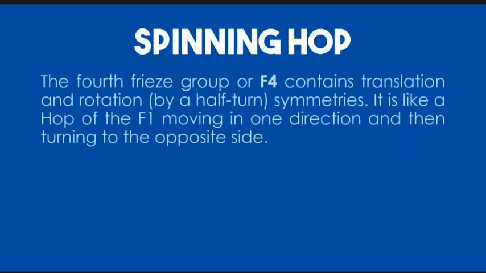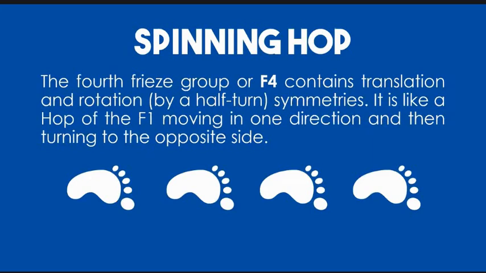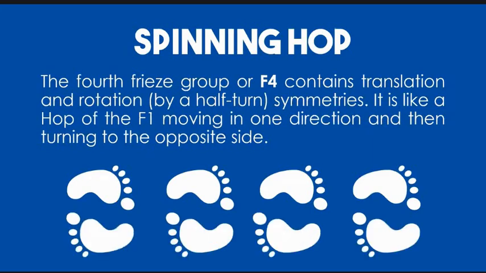Next and fourth pattern, the F4, it contains translation and rotation by a half-turn symmetries. F4 is known as the spinning hop. That is because it is like a hop of the F1, moving in one direction and then turning to the opposite side. For further discussion of the patterns, we should all now listen to Mr. Mativo.